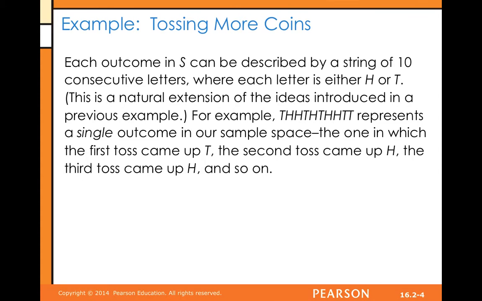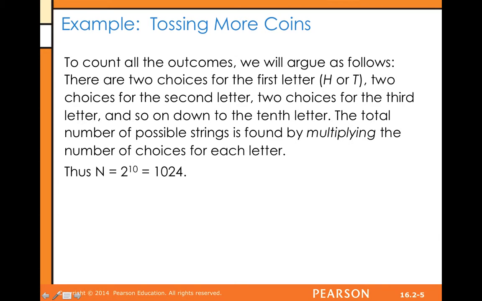Here is what you do. Each outcome in S can be described by a string of 10 consecutive letters where each letter represents either a heads or a tails being tossed. So here's an example, right? T, H, H, T, H, T, H, H, T, T. That means I flipped the tails, then I flipped the heads, then I flipped another heads, etc. So this is a sequence of length 10 here, right? There are 10 symbols, one symbol per time you flip the coin. This is a single outcome in the sample space. Here is one way you could flip a coin 10 times. But of course there are many more ways, aren't there?